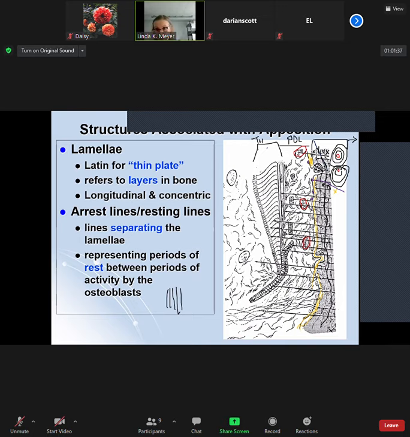Okay, so we're going to see layers of bone separated by resting lines or arrest lines. And at the surface, we're going to see the osteoblasts, but always the last layer is not actual bone, it's osteoid. So those are all osteoblasts lined up in the PDL that we've already discussed as being cells of the PDL. Now that's the arrangement for alveolar bone proper.